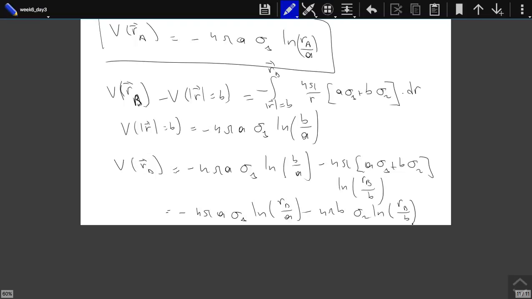Now, for any localized charge, eventually if you are far away enough, it will look like a point charge. That's the basis of the dipole expansion. And since it looks like a point charge, the potential at infinity will be 0 for any realistic localized charge distribution.